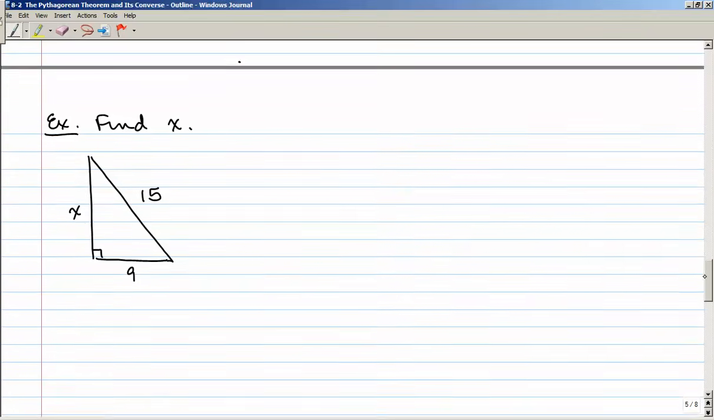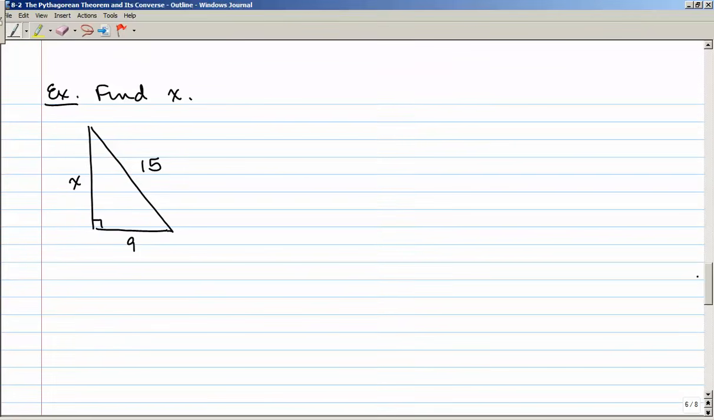So let's try some examples here. Here we have a right triangle. One leg is x, the other leg is 9, the hypotenuse is 15, and we need to find x. So we're going to use the Pythagorean theorem. I'll go ahead and label these. I'll call this one A, this one B, and this one C.